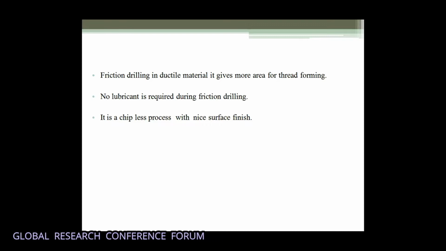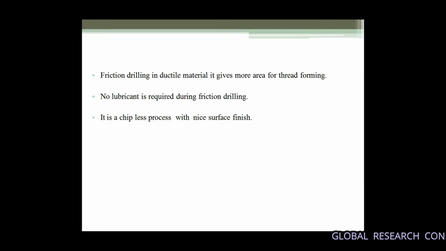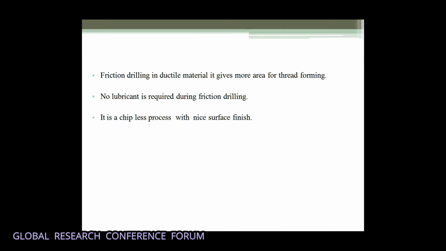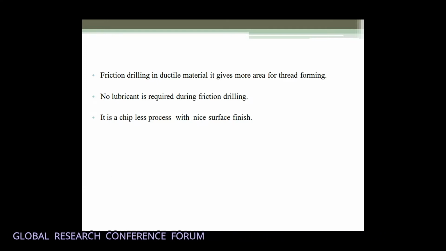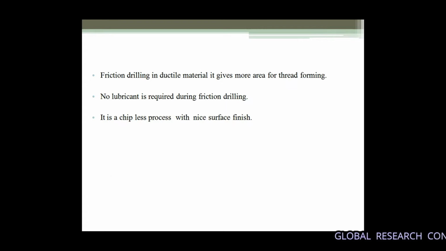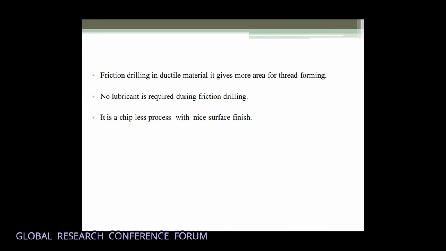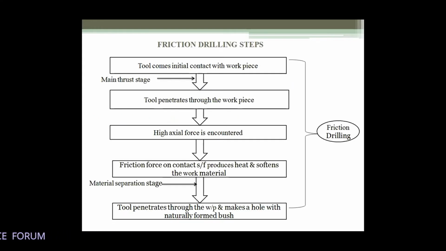No lubricant is required for this drilling process, as it is a chipless process, and whatever heat is generated between the tool and the workpiece during the friction drilling process is one of the most important things. Also, one of the parameters we consider for the analysis is the microstructural variation of the tool and the workpiece. These are the friction drilling steps.